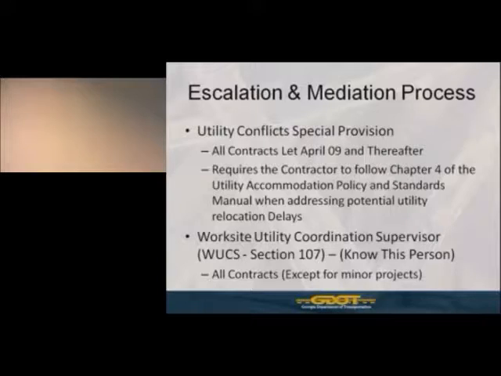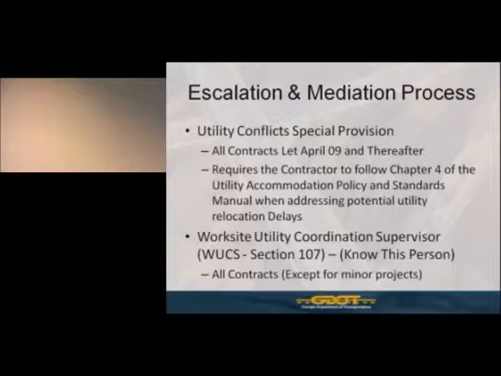We also now require in our standard spec, section 107, a worksite utility coordination supervisor, better known as a WUCS. This goes on all contracts except for the most minor of projects. You as a utility owner should know this person. The WUCS is a person that is employed by the roadway contractor, and that person is primarily responsible for managing and facilitating the utility coordination efforts on that roadway project. This person will be the one handling the utility section at the pre-construction meeting, as well as handling and facilitating subsequent utility coordination meetings as a project moves forward under construction.